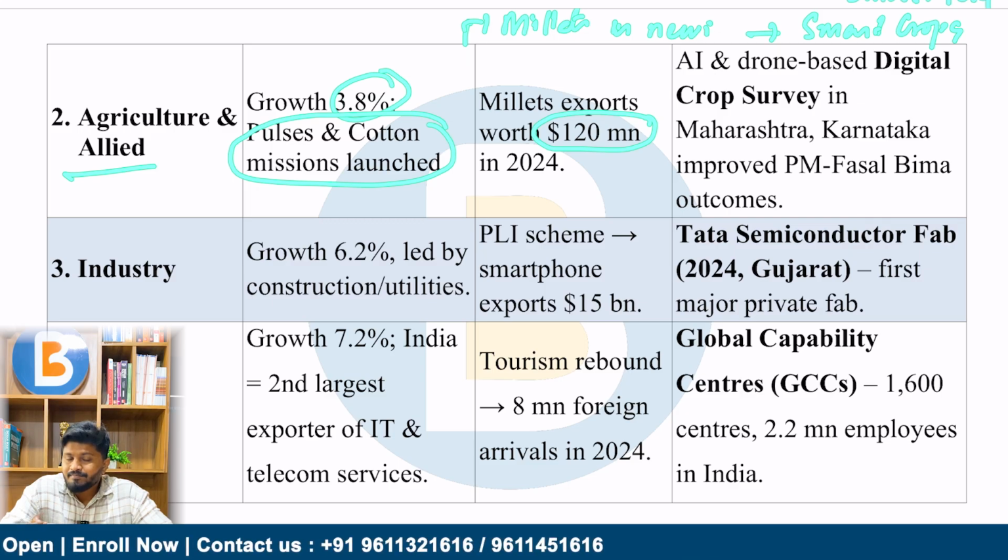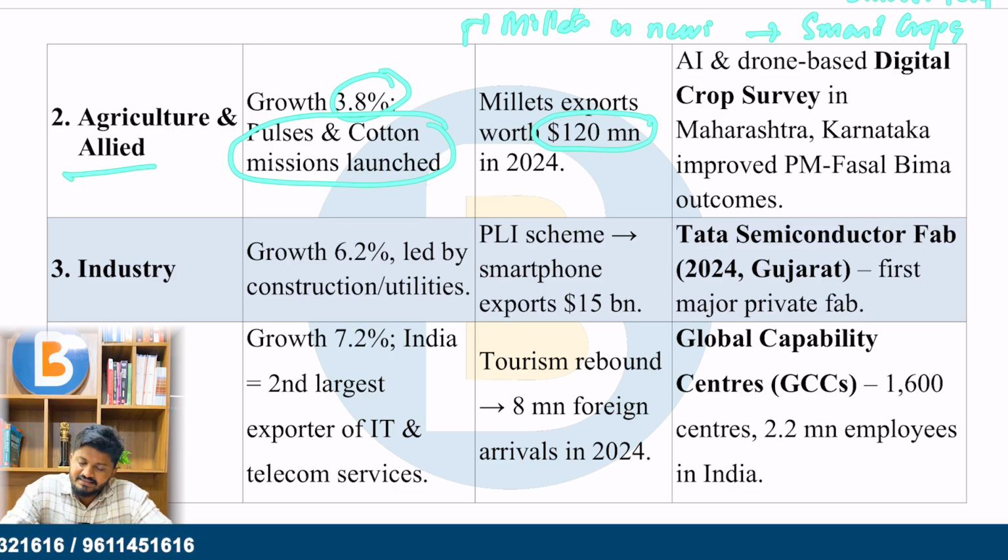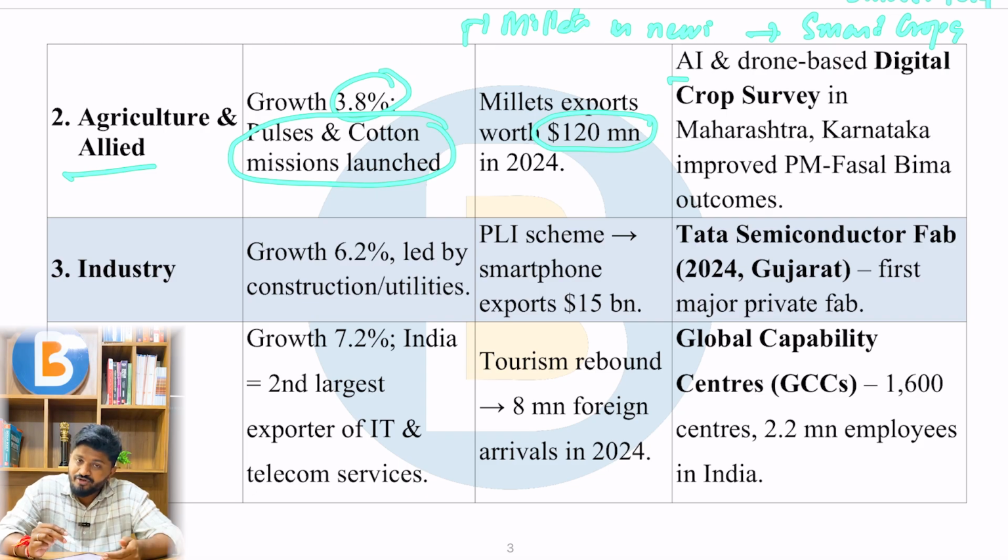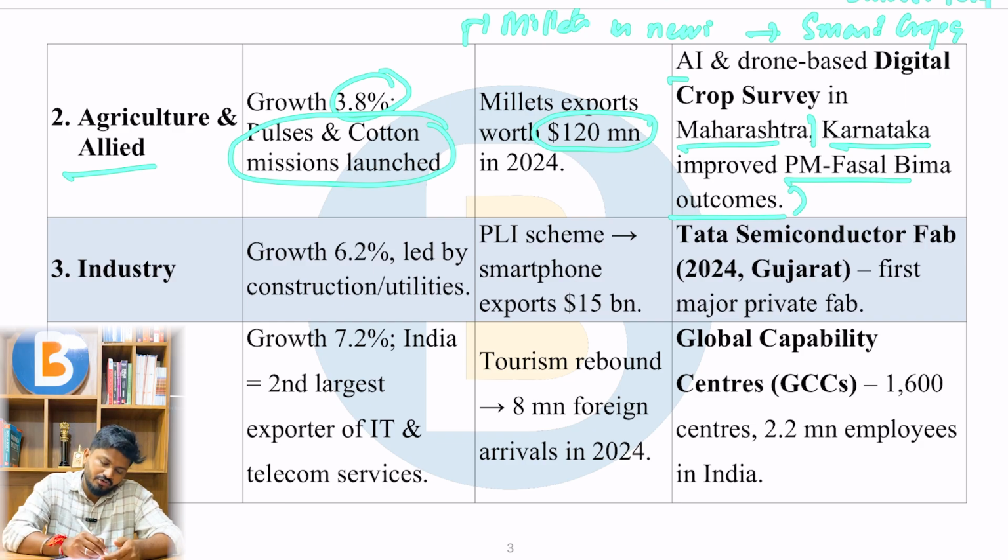Next, implementation of technology in agriculture: AI and drone based digital crop surveys were conducted in the states of Maharashtra and Karnataka, improving PM Fasal Bima outcomes. So whenever you talk about technology infusion in agriculture, you can quote these two examples.